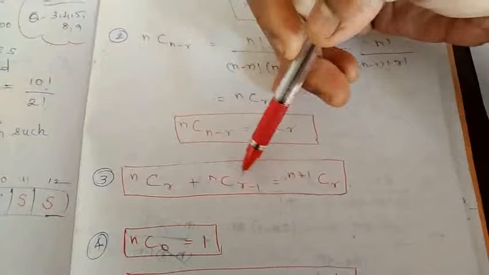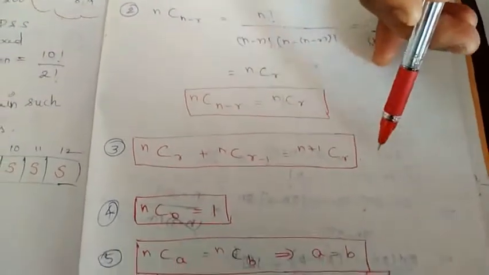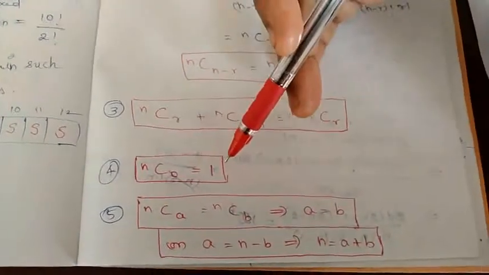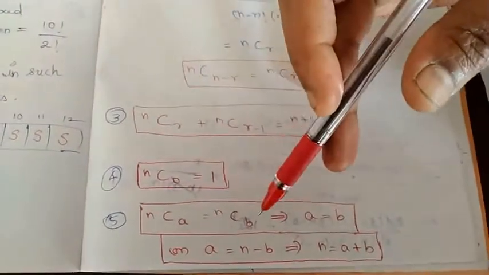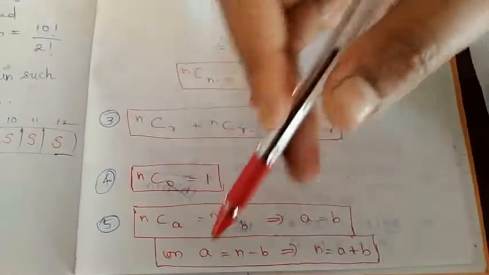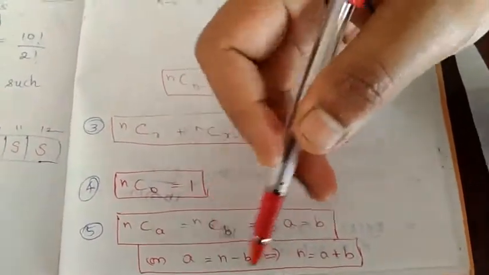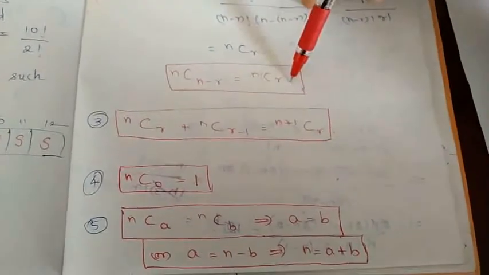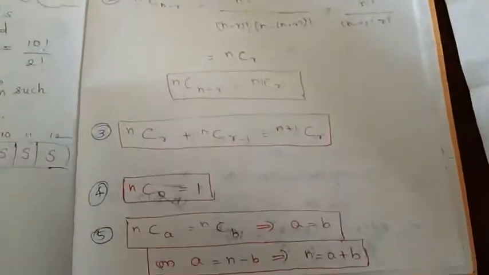Then nCr plus nC(r minus 1) is (n plus 1)Cr. nC0 is 1. If nCa equals nCb, this implies a equal to b, or else we can write a equal to n minus b. This comes using this formula, n is equal to a plus b. So you have to know all these formulas, right?